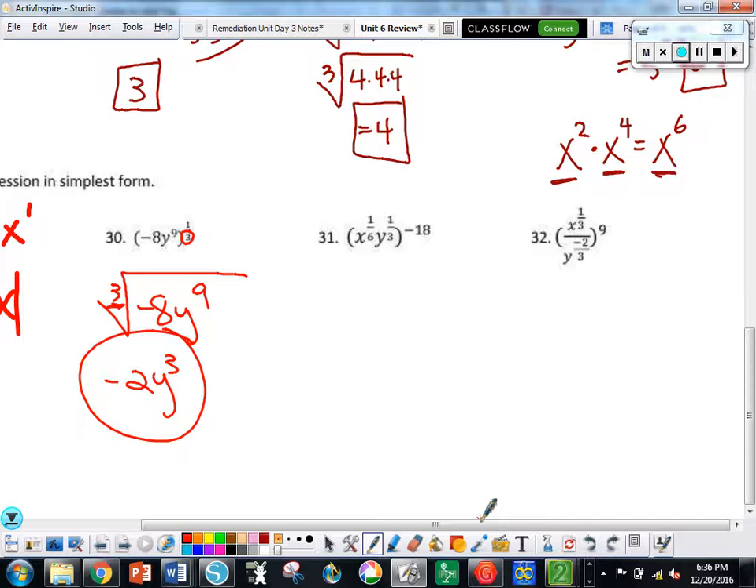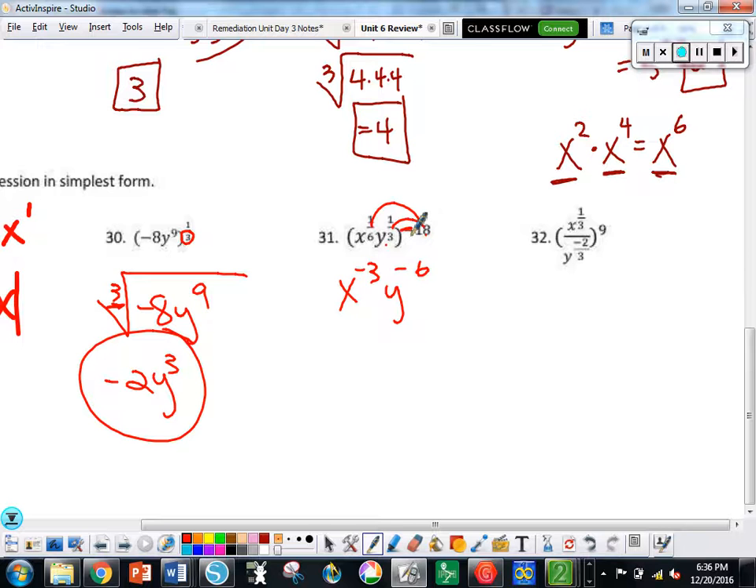All right, this one is, however, easier, multiplying the powers. When you have a power raised to a power raised to a power, you multiply those powers. So what's 1/6 times 18? 1/6 times 18 is a -3. And what's 1/3 times 18? It would be a -6 because it's a -18.